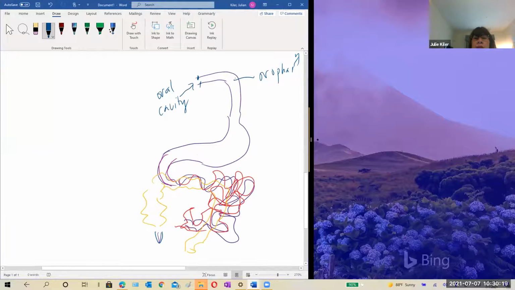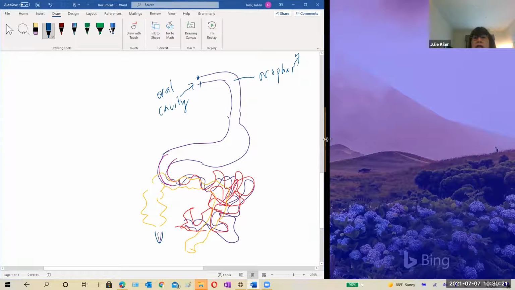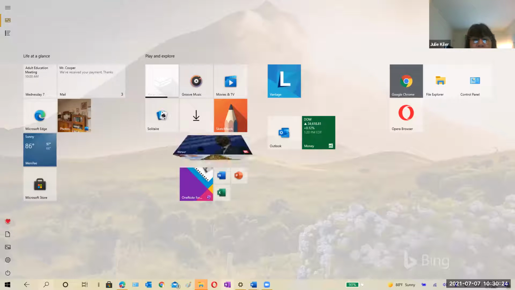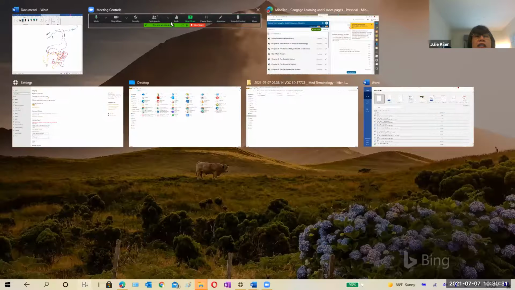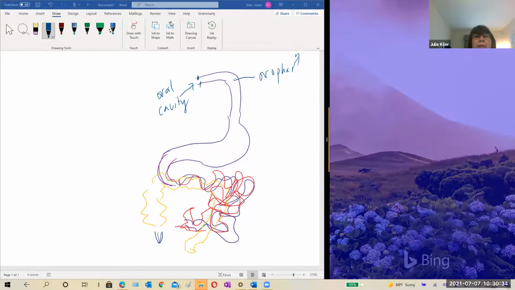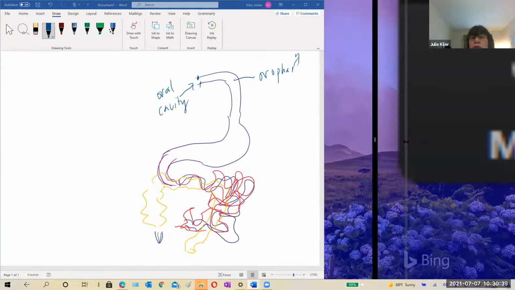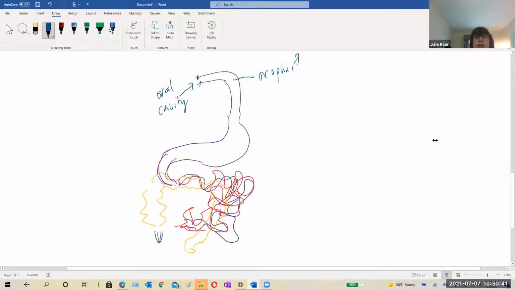Oop. Doesn't allow me, huh? Oh my goodness, where am I now? Bear with me guys, so challenging with this. Okay, so let's just do. Okay, so yes, this is the oropharynx. You guys can see what I'm seeing, right? How do I delete this? Where's the, okay, here.